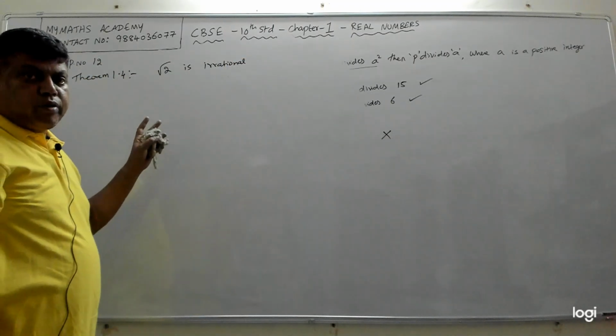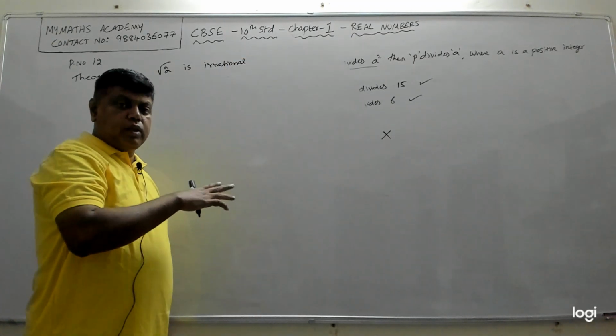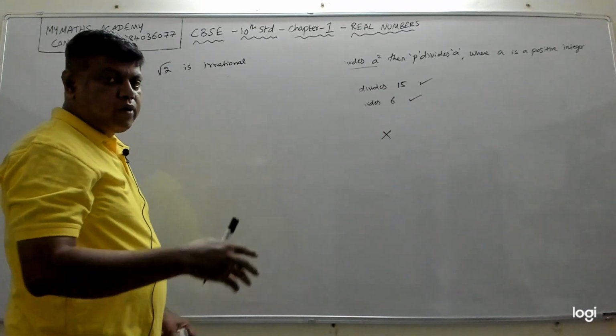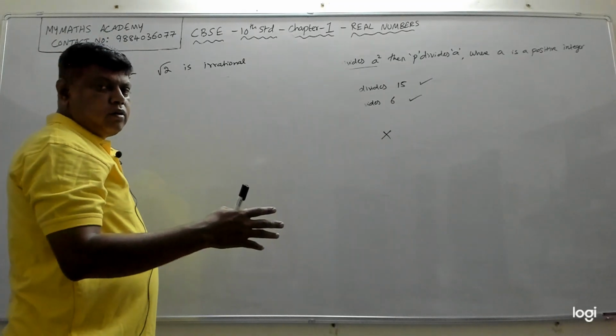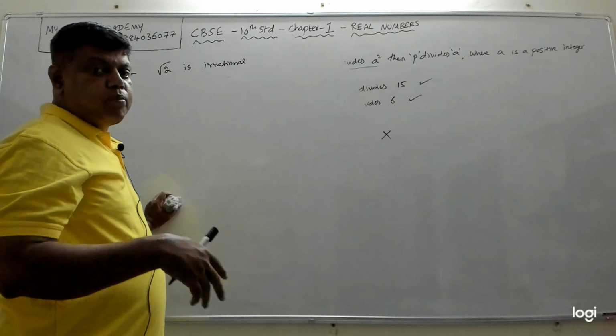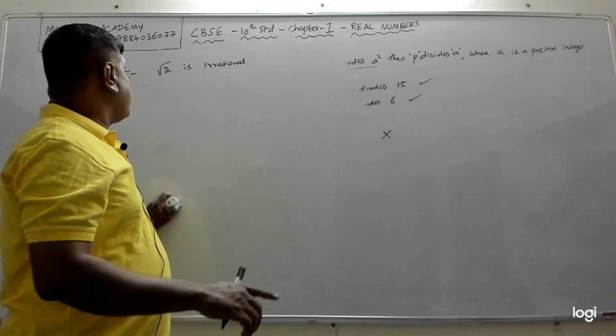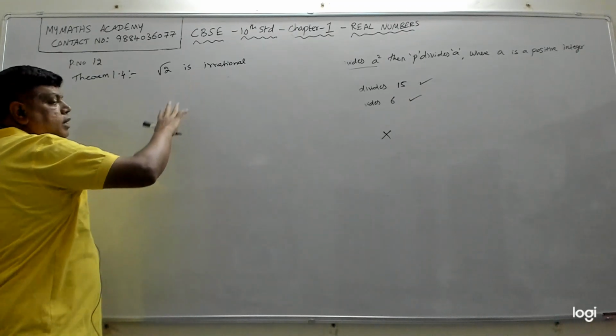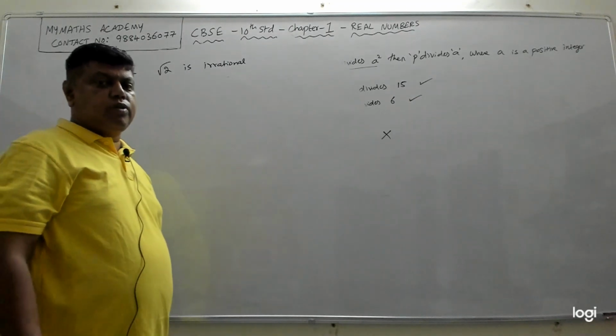And we studied about rational, irrational, and real numbers in the first video of this chapter. You can refer to my first video of the chapter where I have talked about what a rational number is, what an irrational number is, and what real numbers are. So the first video you can watch. Here we need to prove that root 2 is irrational. That is the theorem we are trying to prove.